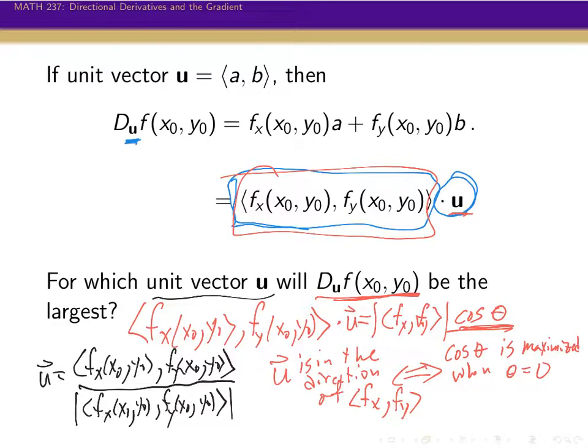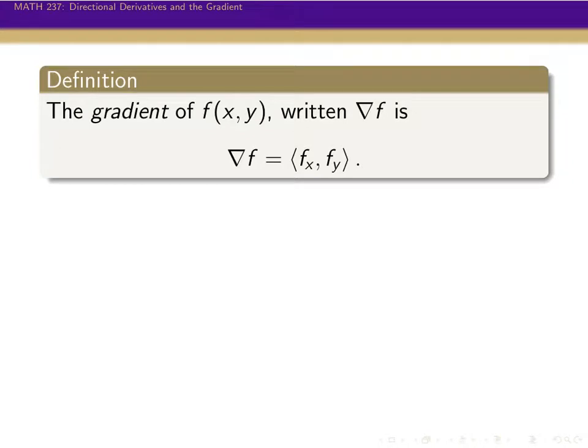But so far it's been taking me a long time to write it, so we should come up with a name for it and with shorter notation. This vector, where the x component is the partial in terms of x and the y component is the partial in terms of y, is called the gradient. The notation for it is sort of like an upside down delta f. This is sometimes called grad.